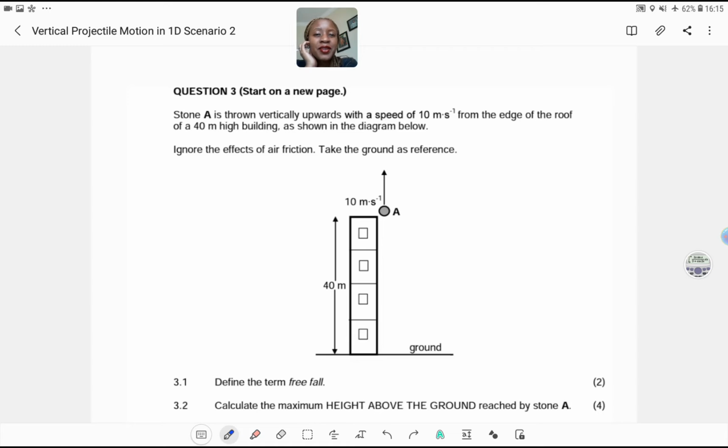Alright, in the previous video we covered scenario 1. Today we'll be looking at scenario 2. So let's just get straight to the question. This is from a 2019 November paper.